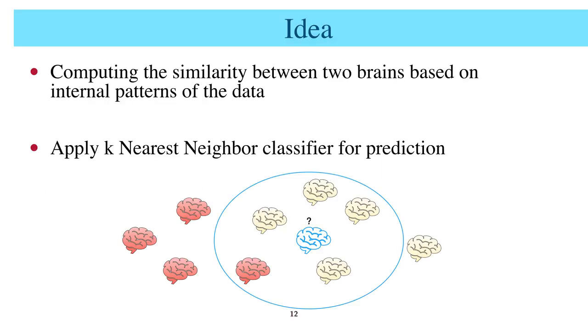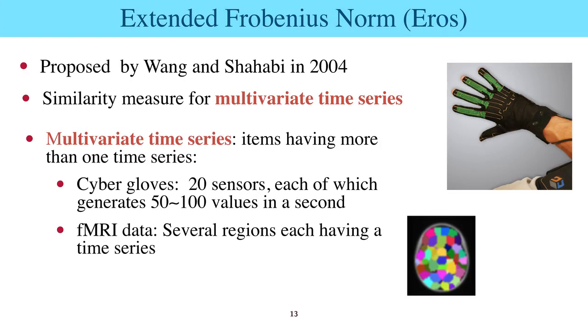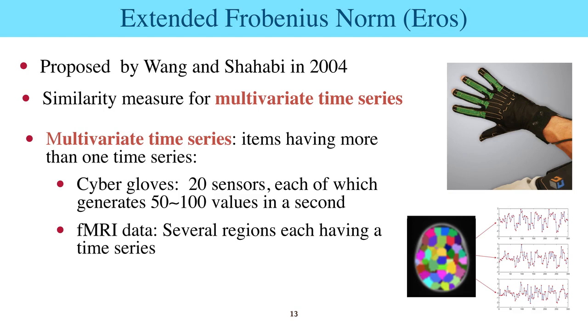So the idea of our proposed method is to compute the similarity between brains based on internal patterns of fMRI data, and then we apply k-nearest neighbor classification for the prediction step. We use a method called J-Eros in order to compute the similarity between two brains.